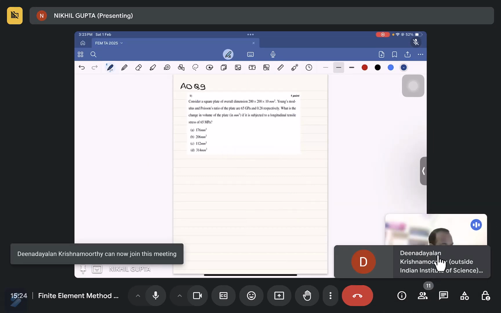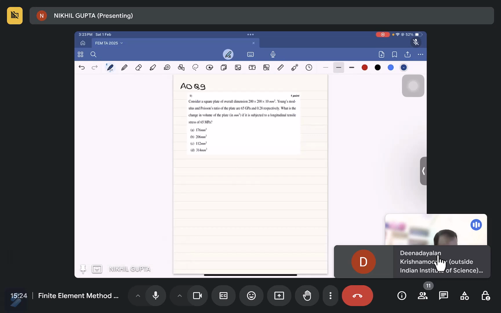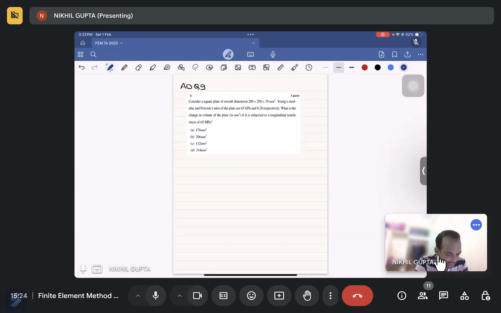So let's go to question number 9. What it says: consider a square plate of overall dimensions like this. Young's modulus and Poisson's ratio of the plate are specified. What is the change in the volume of the plate if it is subjected to a longitudinal tensile stress of 65 MPa? Okay, so what is given here?